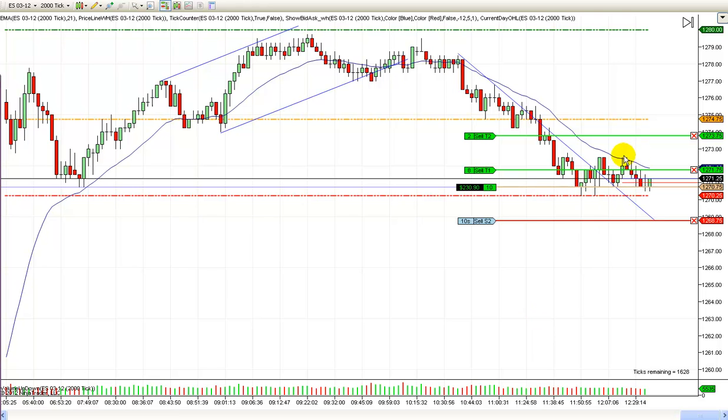Now it doesn't matter if prices go much higher or not. If we can just get back to test the EMA, I can probably get out. And if this doesn't do what I want it to do, I may even just take a couple of ticks out of it. You've always got that option as well. You don't have to get 4 ticks.